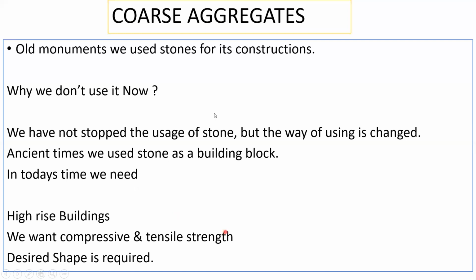The stone block that I showed you is very strong in compression. It can resist a compressive force. But if you try to put a tensile force on it, it is not able to resist that. But we want a material which can take compressive as well as tensile force. The third is that a desired shape is required, right? Whatever shape we want, we need to be able to make.